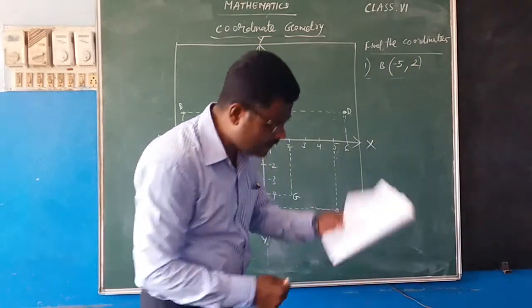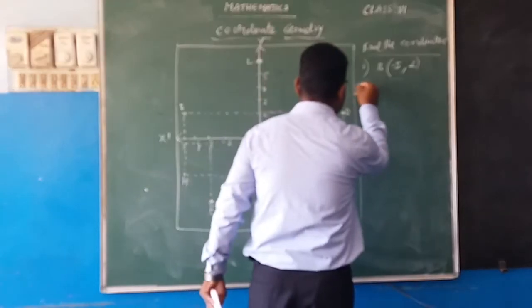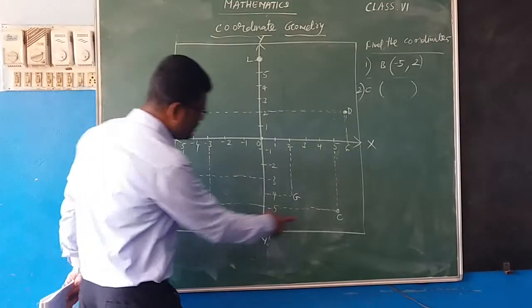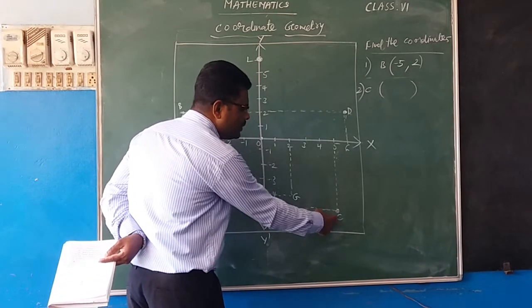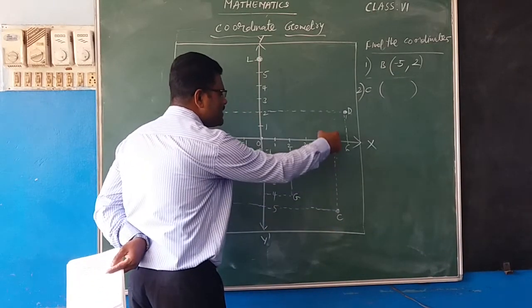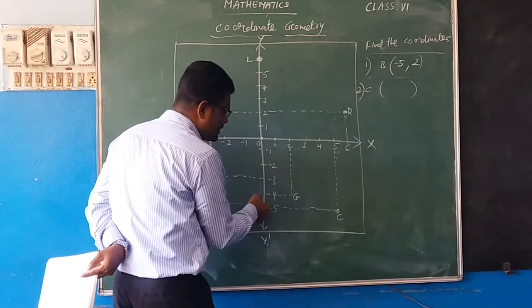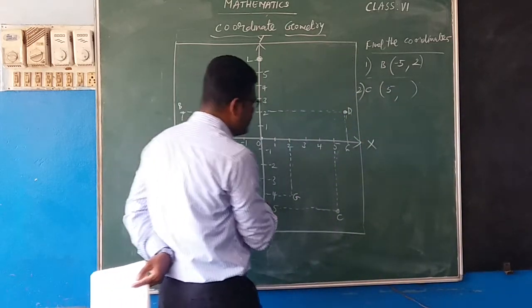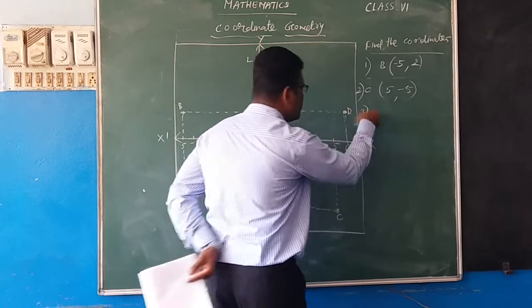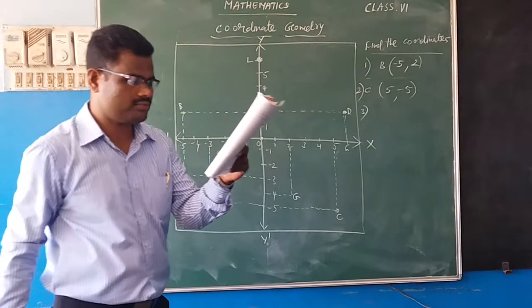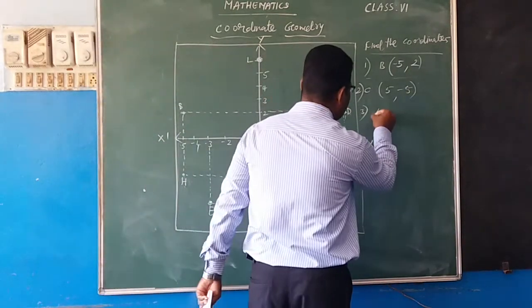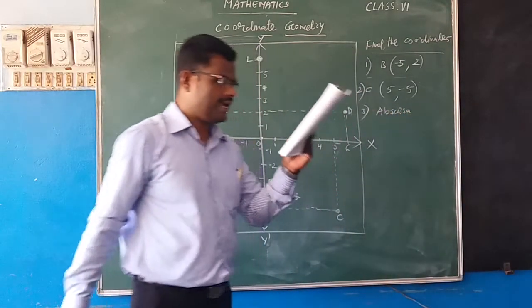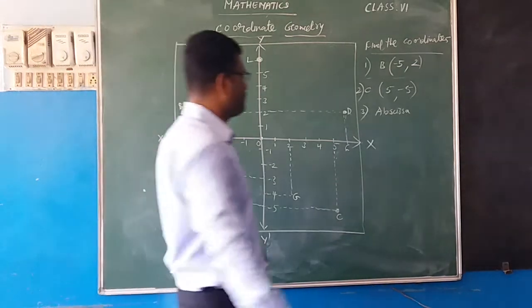Similarly, the next point, the coordinates of C. What is the answer? This is point C. Look at where it touches the x-axis and where it touches the y-axis. It touches the x-axis at 5 and the y-axis at minus 5. The next question is, find the coordinates of D, or what is the abscissa of D? Abscissa of D.